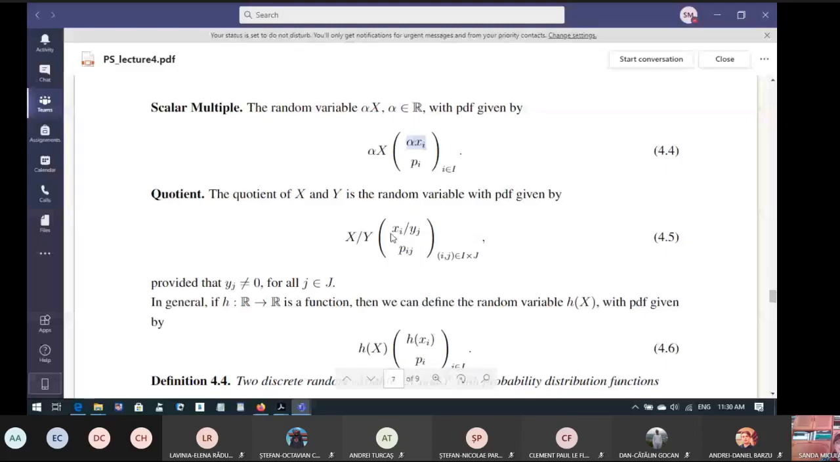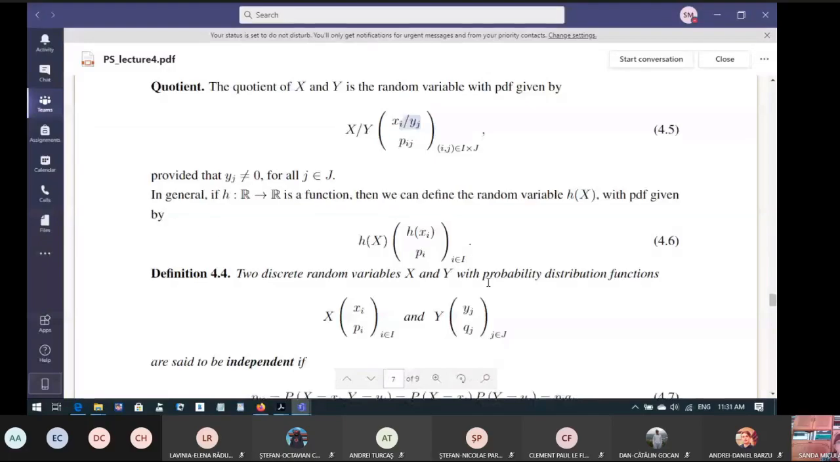Quotient works the same way, operate on the values. Of course, here we have to be careful not to have division by 0, so this only works for a random variable Y whose values are non-zero. Other than that, everything's okay. The quotient of the two corresponding probability.